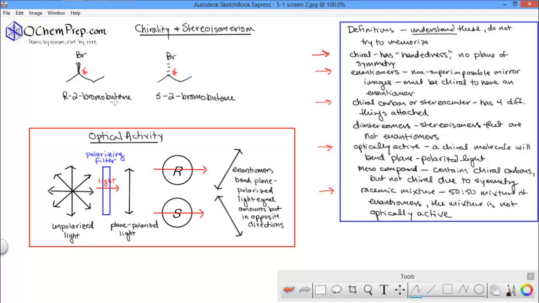Now, each one of the enantiomers in the mixture is optically active. But once we mix the 2 together, the light will not bend at all, because 50% of the time it will move this direction and 50% of the time it will move this direction, and the light will pass through a racemic mixture without bending.